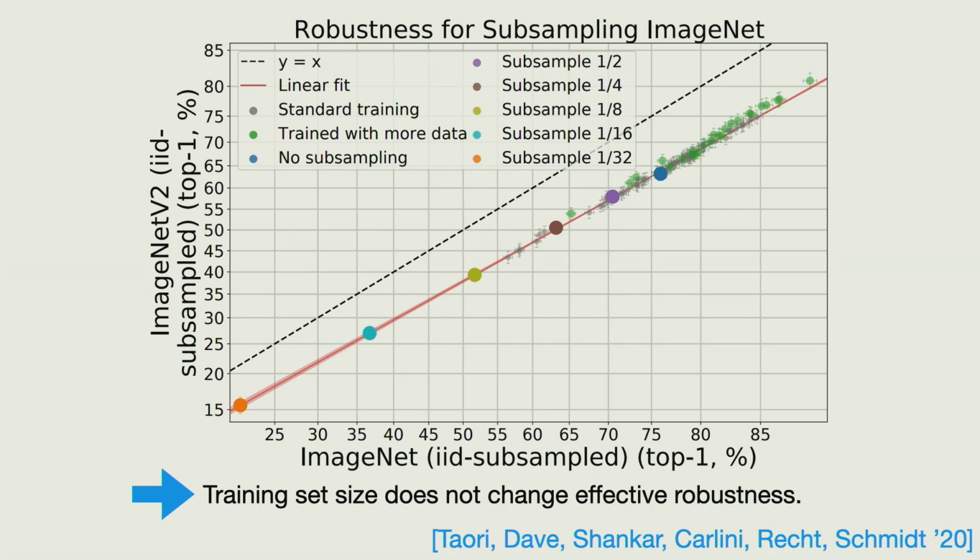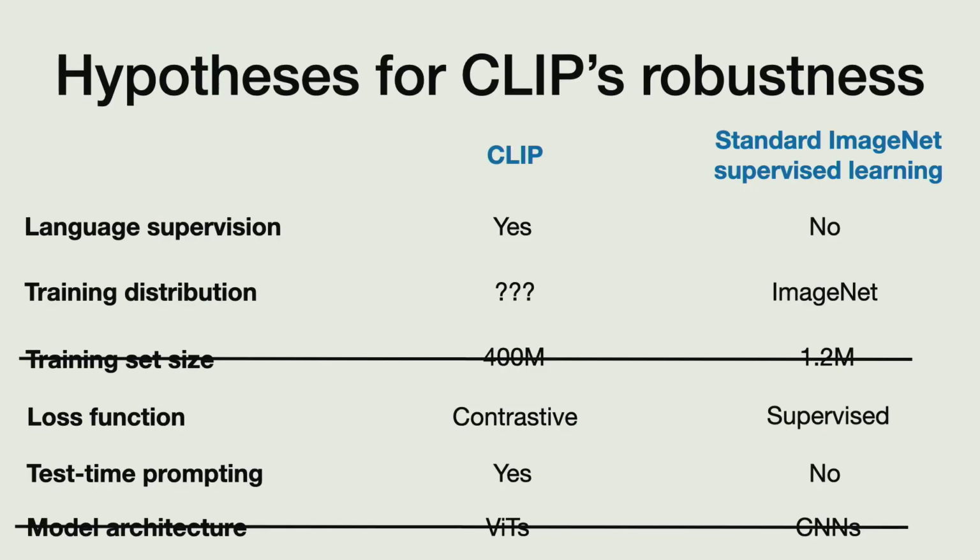But then it turned out if you just take ImageNet and subsample it IID, you're moving exactly along this red line. So you take ImageNet, subsample by a factor of 2, 4, 8, 16, 32, train a model on subsampled ImageNet, and it moves exactly along this trend. So this is not responsible for robustness. Okay, so this is also out. Good. So now the remaining 4 hypotheses we'll rule out one by one in this paper.